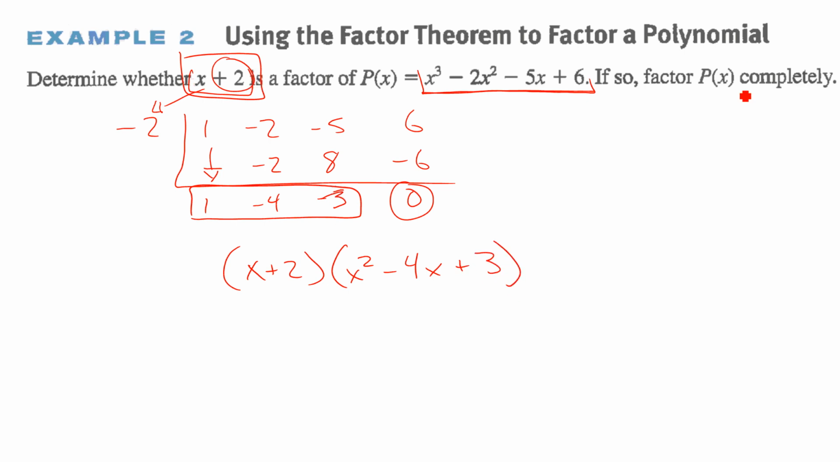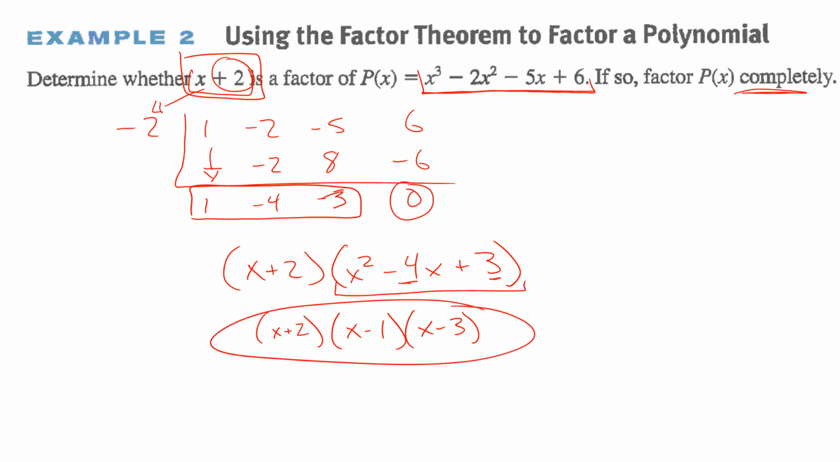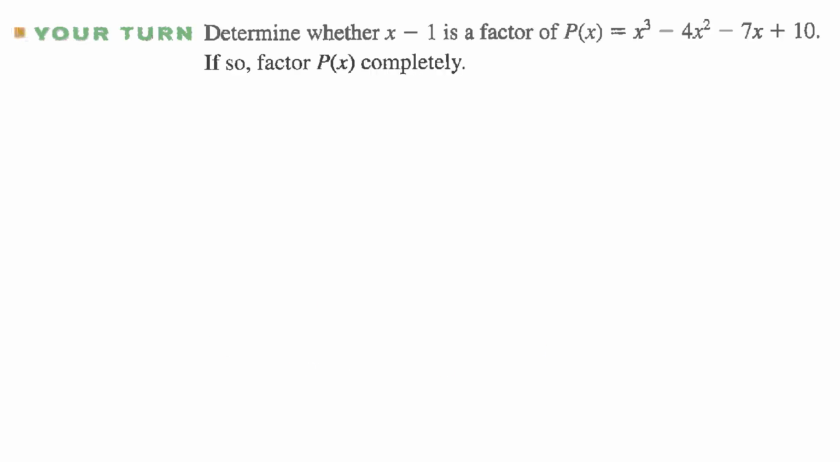All right, we want to factor completely. Once we get to the x squared portion, we are able to factor this on our own. What multiplies to 3 and adds to negative 4? The answer would be x minus 1 and x minus 3. There you go. Your turn, see if you can do it.